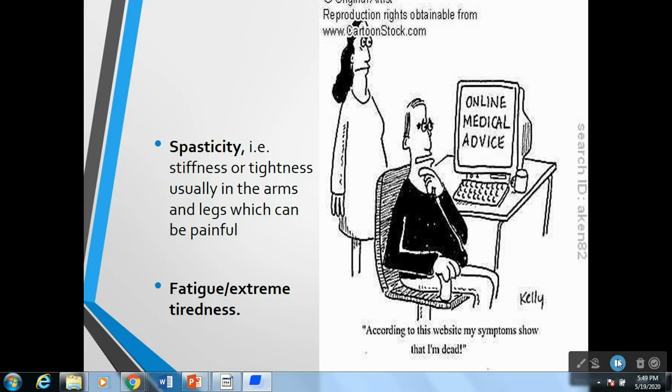I like this little cartoon on here. It says online medical advice. It says, according to this website, my symptoms show that I'm dead. Just a little humor for you.